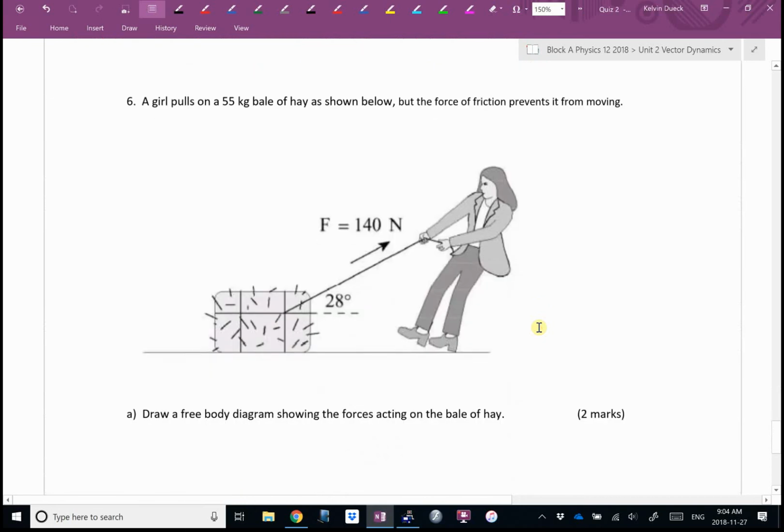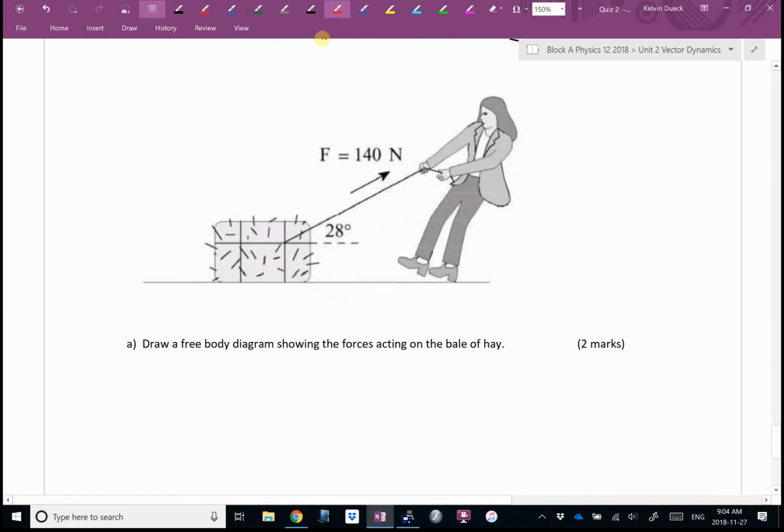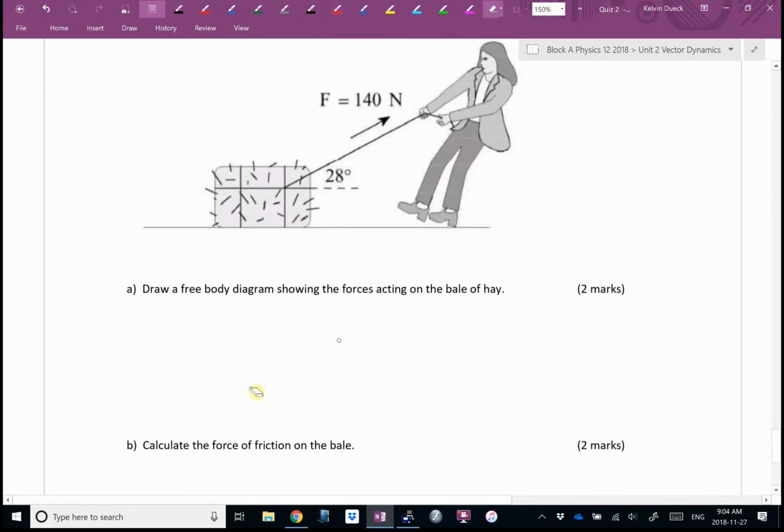Oh, here's an example of a free body diagram. Friction prevents it from moving. Okay. It says, draw a free body diagram showing the forces acting on the bale of hay. I'm going to draw a free body diagram here, and I'm also probably going to label my forces up here. So what are the forces acting on it? Get the obvious one. I have mg. There is definitely an F applied.